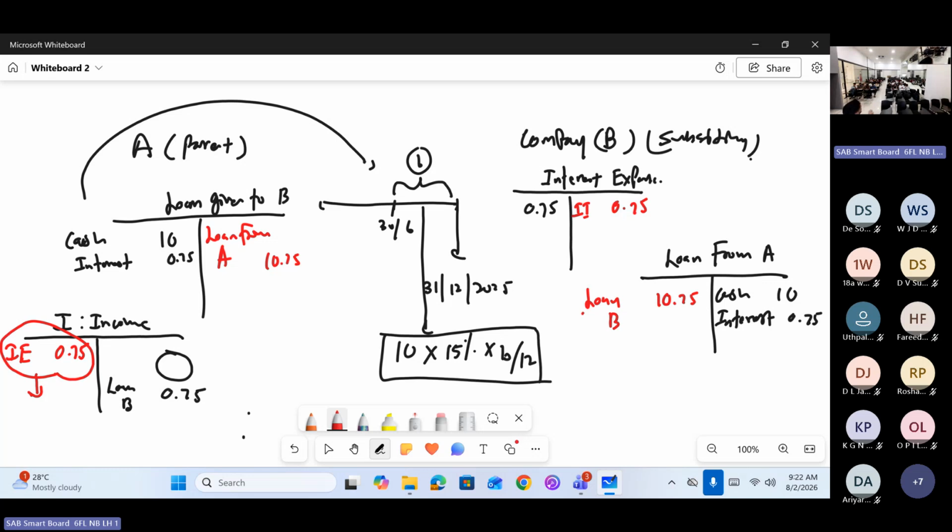First step: you should reverse the capital. What's the entry? Debit to the loan account in the subsidiary company. Credit to the loan granting account in the entity. That's the first step. Second step, interest reversal.